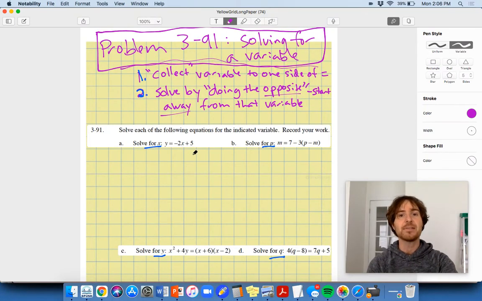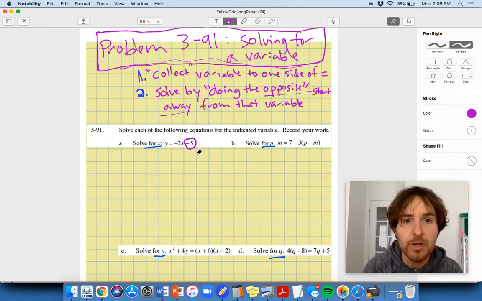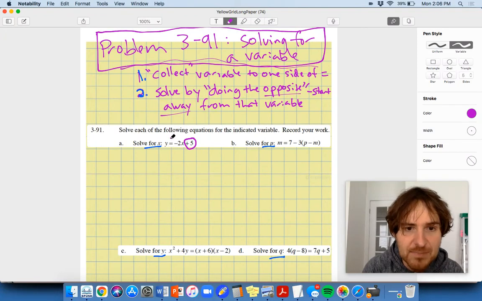Solve by doing the opposite, starting away from that variable. I have a plus 5 here. What's going to get rid of plus 5? That's right, minus 5. Plus 5 minus 5. Well, 5 minus 5 equals 0. We make a 0 here, okay? So sometimes I do this because I have an equal sign. I want to keep my equation balanced.